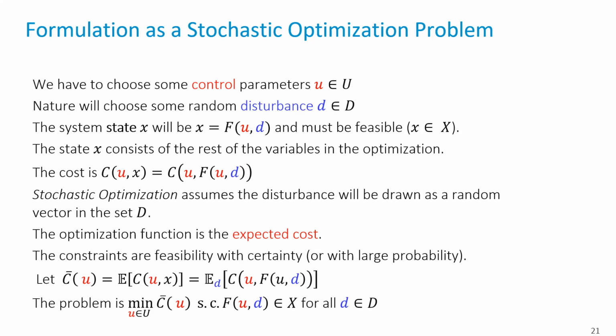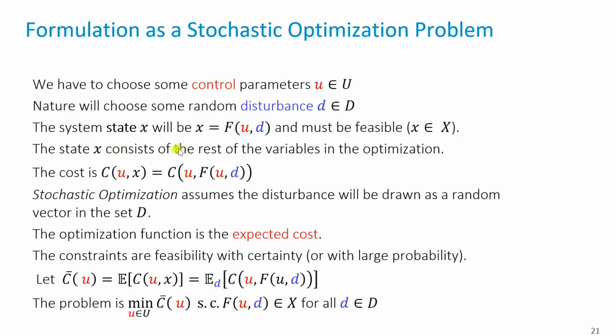What is a control variable, what is a disturbance, what is known in advance, or what is not known a posteriori. So here we have to choose some control parameter. We have to choose it in advance here. The control parameters are G2, G3. Nature will choose some random disturbance after our choice of U here. Then as a result of this, there will be a system state. That will be the state of the grid, which is a function of our preliminary choice and of the posterior choices by nature here. And we want that the system state is feasible, and it must be feasible for any value of the disturbance here.